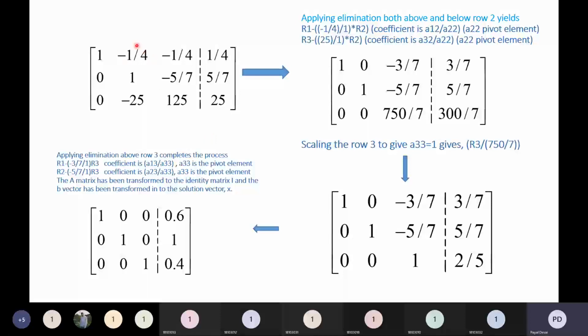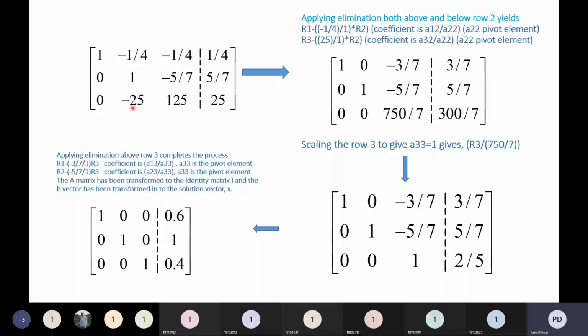So these two elements above row 2 will also be eliminated by this coefficient. So what is that coefficient? First we want to eliminate from the first row, right? So from R1, the row from which we have to eliminate, we have to deduct. And what is your elimination multiplier? Here what will be the pivot element? This is the pivot element for both the cases.